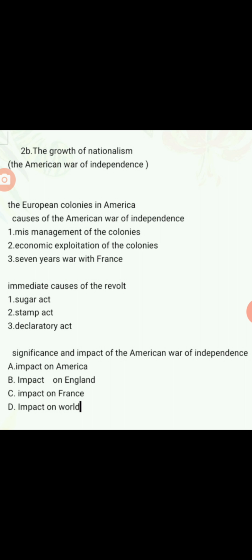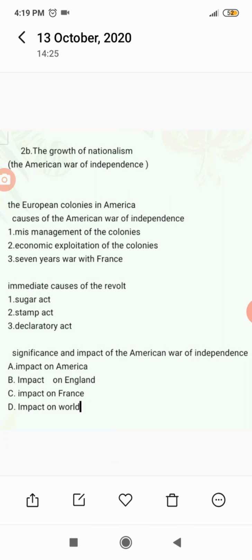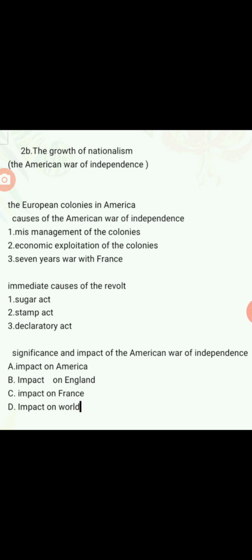Third, we have to see the impact on France. Because of the American Revolution, the French Revolution also happened in 1789, because it inspired the French people that they could ask for independence from King Louis XVI, who was making cunning laws for the people of France. Even the French people took the slogans liberty, equality, and fraternity from the American War of Independence.